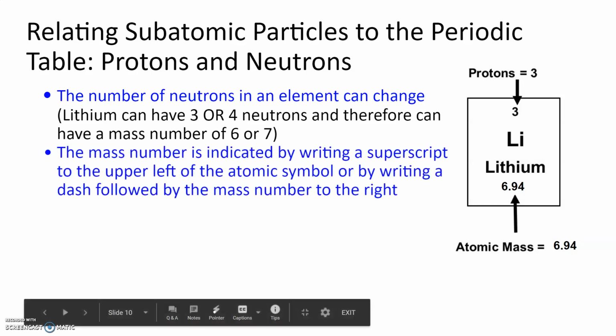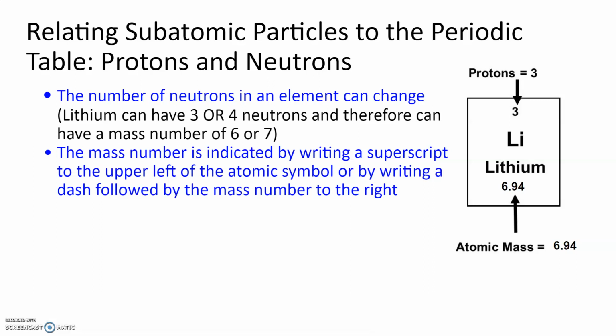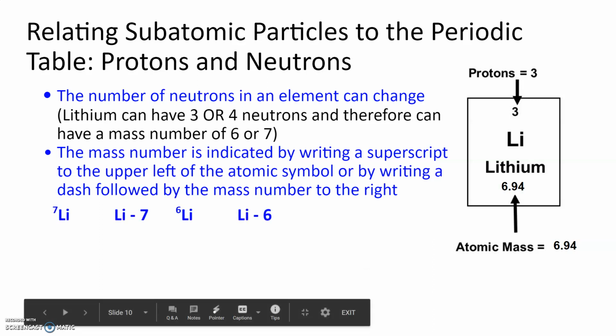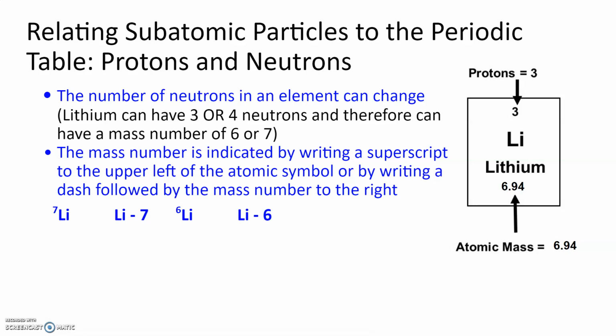The mass number is indicated by writing a superscript to the upper left of the atomic symbol, or by writing a dash followed by the mass number to the right. So here's an example for lithium. You could write lithium with a mass number of 7 as superscript 7 lithium, or you could do Li-7. If you wanted to talk about lithium with a mass number of 6, you could do 6 Li or Li-6.